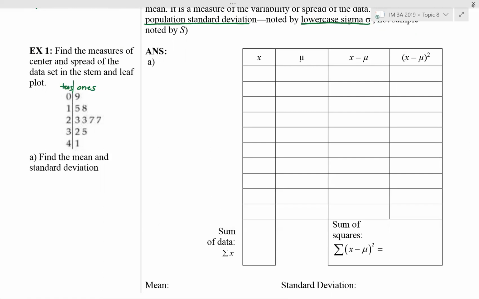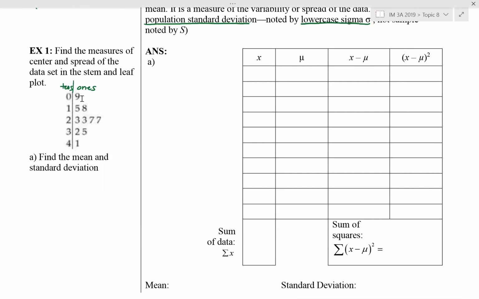The purpose of this, or the help of this, is it kind of gives us a shape. It shows us that there's a lot more values in the middle than there are on the outside, so that the numbers look like they're more centered around the middle of the numbers because of those 23s and 27s.